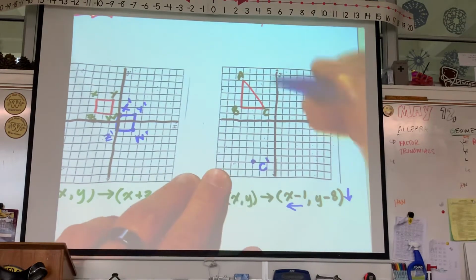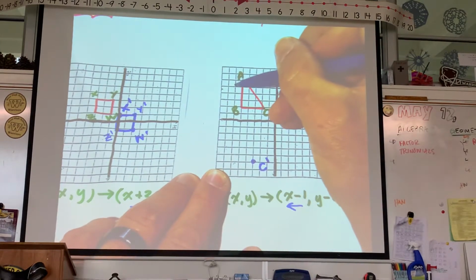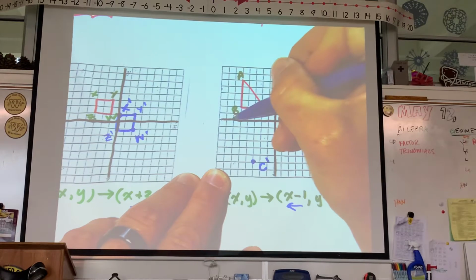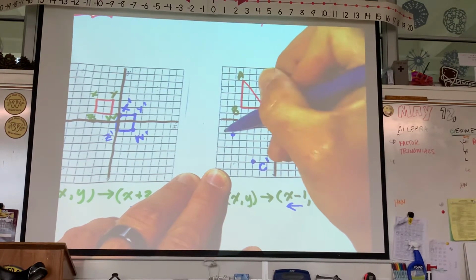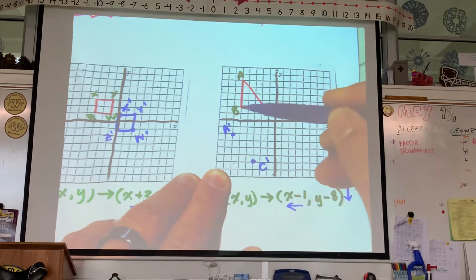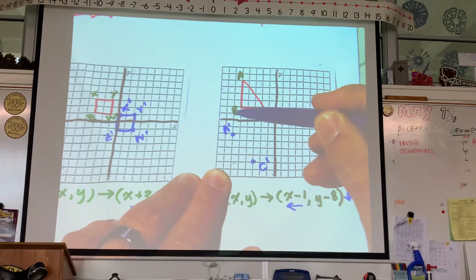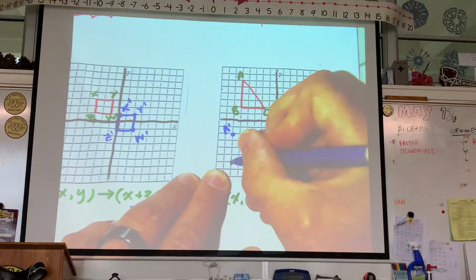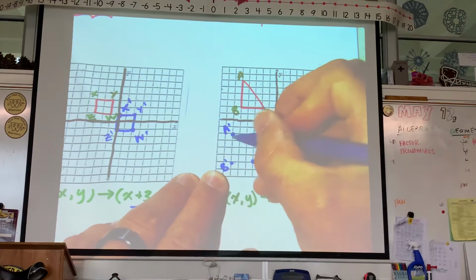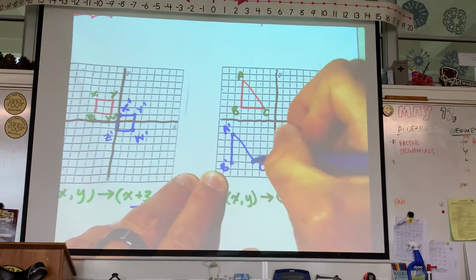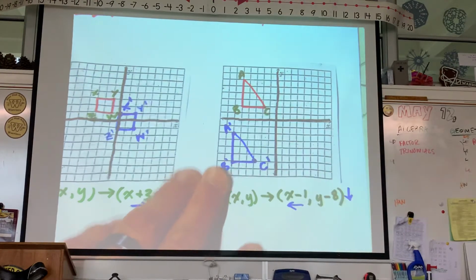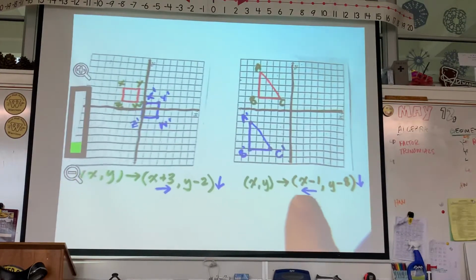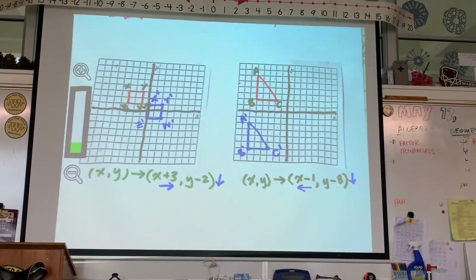Let's do A. Left 1, down 1, 2, 3, 4, 5, 6, 7, 8. There is my A prime. B. Left 1, down 2, down 3, down 4, down 5, down 6, down 7, down 8. B prime. Let's draw our little triangle. There it is. There's our rule. There's where we translate it.